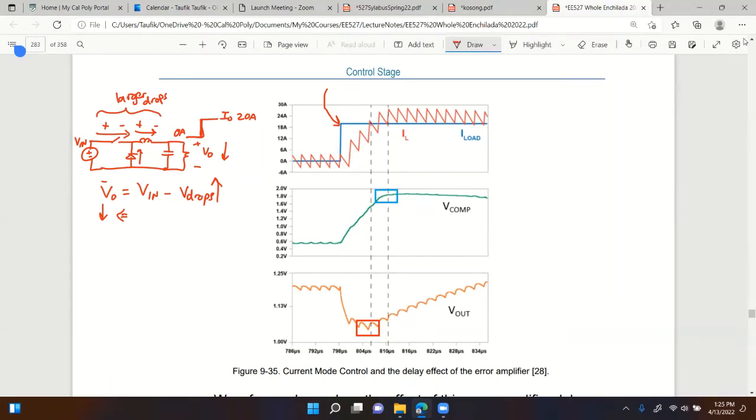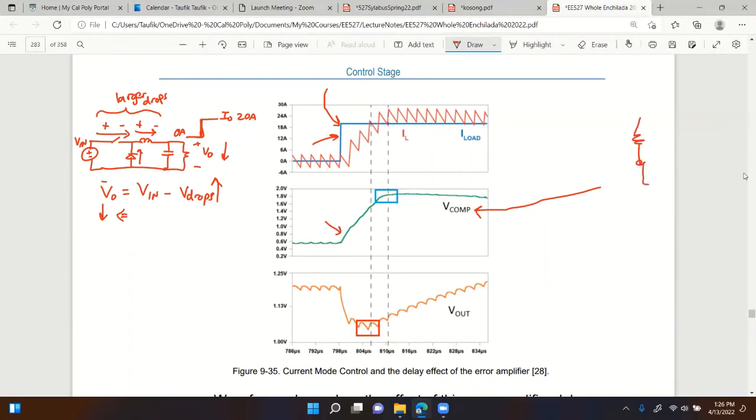Make sense? So that's why, as you can see here, as the load current steps up from 0 to 20 amps, the output voltage drops drastically. But look at the middle one, Vcomp. Right away, it sees that change. How do I know that? As soon as the output current goes up, it goes up as well.